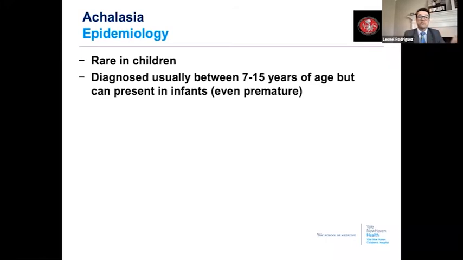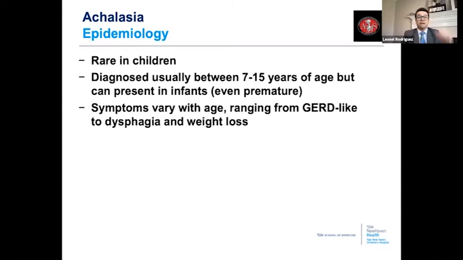The diagnosis is usually between 7 and 15 years of age, but they can present early in life, even premature. The symptoms vary with age, ranging from GERD-like symptoms to dysphagia and weight loss. It is important to mention that infants are very particular in the way that they present, because sometimes they present with very atypical symptoms like cough, aspiration, hoarseness, feeding issues, aversion, while older children might present with the more classic dysphagia and weight loss, and also with chest pain and food impaction.